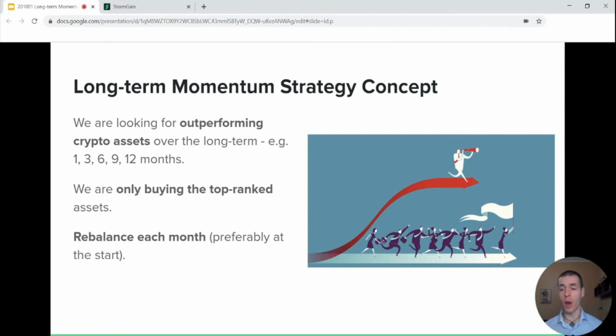Essentially, we're looking for outperforming crypto assets over the long term. And our time horizon can be 1, 3, 6, 9 months up to 1 year. And we're only buying the top-ranked assets based on their rate of change, which I'm going to discuss in the next slide. And we're rebalancing our portfolio each month, preferably at the start of the month.